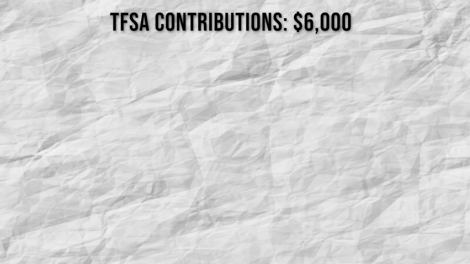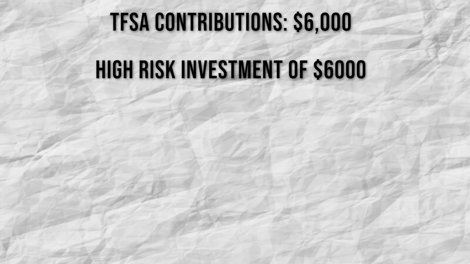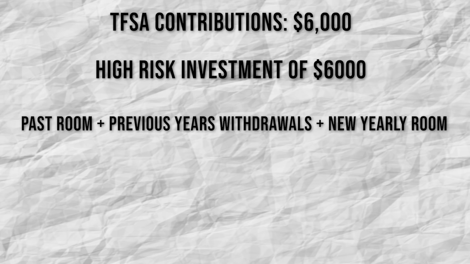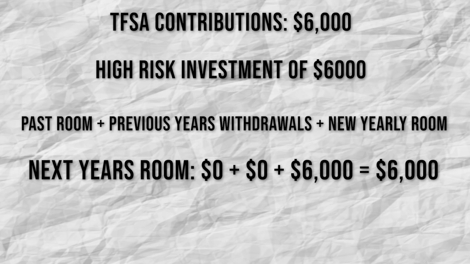If you just turned 18 last year, you've got $6,000 in contribution room, and you decide to buy some over-the-counter pink sheet stock with your $6,000, and the company goes bust or loses 90% of its value, you don't get that loss back the next year. If you deposit $6,000 and lose that $6,000, the next year you're only gonna have $6,000 more, not 12.